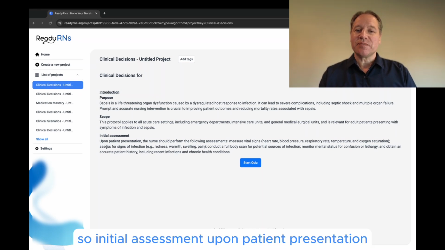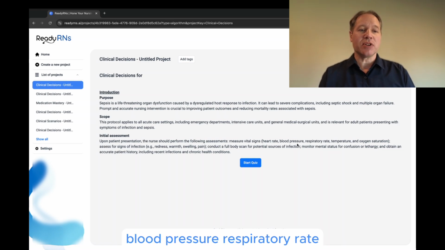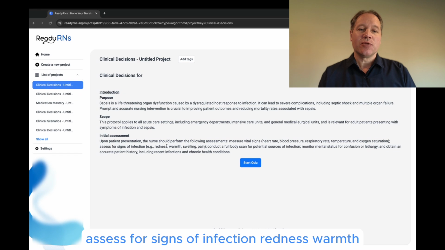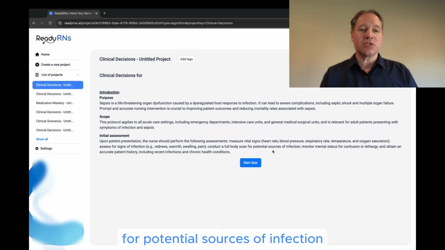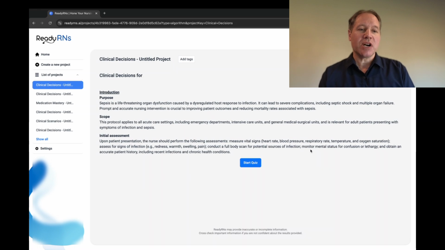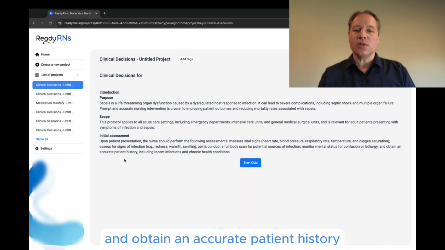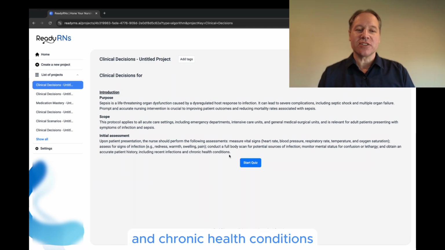So, initial assessment. Upon patient presentation, the nurse should perform the following assessments. Measure vital signs: heart rate, blood pressure, respiratory rate, temperature, and oxygen saturation. Assess for signs of infection: redness, warmth, swelling, pain. Conduct a full body scan for potential sources of infection. Monitor mental status for confusion or lethargy. And obtain an accurate patient history, including recent infections and chronic health conditions.